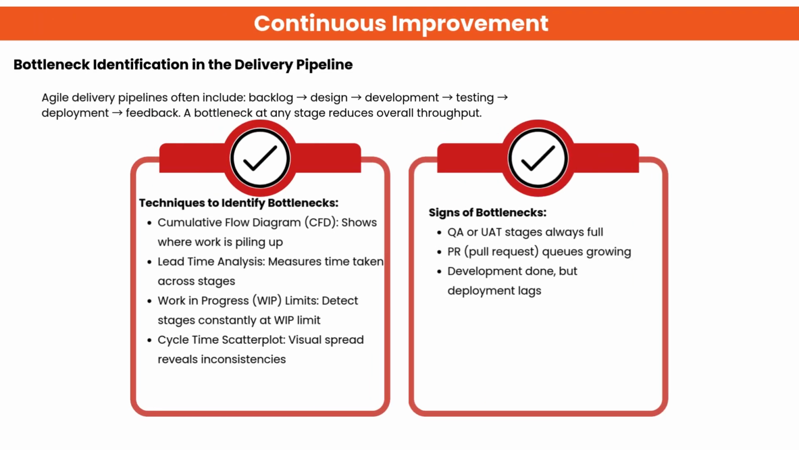This slide explains how bottlenecks can be identified in an agile delivery pipeline. We analyze stages like QA, deployment, or pull request queues to spot delays. Techniques such as cumulative flow diagrams, lead time tracking, WIP limits, and scatterplots help visualize where work is piling up. Identifying these early enables the team to improve flow and increase delivery throughput.